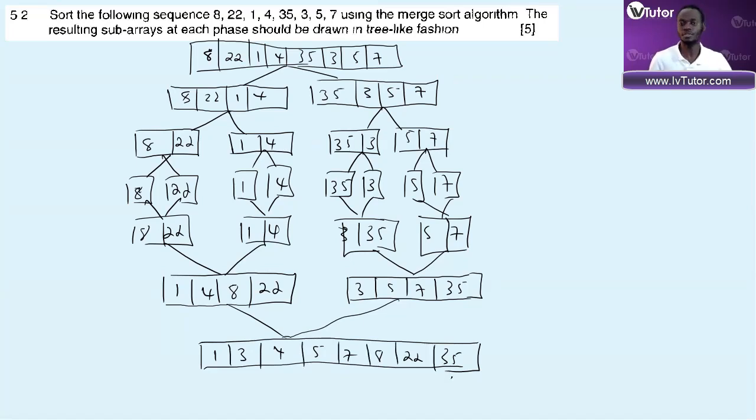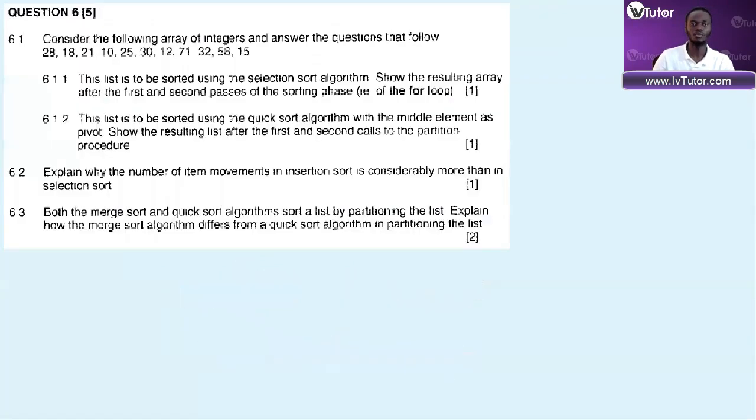So that's how you do the merge sort. It's not complicated. It's very straightforward. You need to practice, obviously, but I don't think there's a lot of pressure on this one. Here's another question which says both merge sort and quick sort algorithms sort by partitioning a list. Explain how the merge sort and quick sort differ in the partitioning.